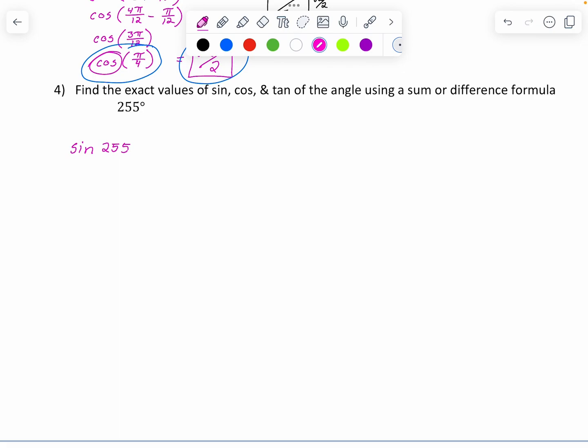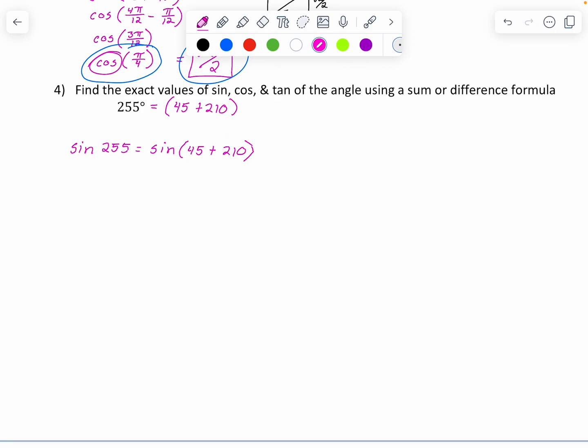Now, we don't have 255 on the unit circle, which is why we have to do our sum or difference formula. Now remember, we said in class that if it ends in a 5, then you want one of your angles to be 45 degrees. So then we just need to decide, well, 45 degrees plus what gives me 255? And so that would be 210. So 45 plus 210 is 255. So this is what I want to use. So I'm actually doing sine of 45 plus 210.